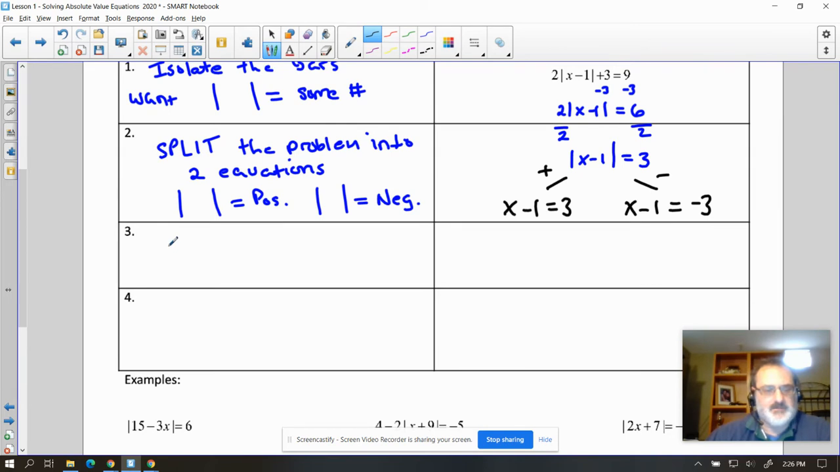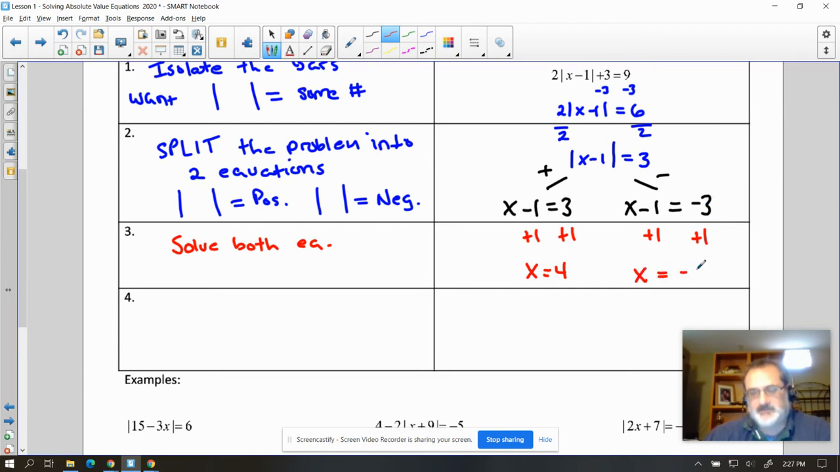Now we solve. So the next step is to solve both equations. This is pretty easy. I just add 1 to both sides and x equals 4. Here I add 1 to both sides, but I'm going to get a different number because I had negative 3 over here instead of 3. So negative 3 plus 1 is negative 2. So I have two solutions. Both of them fit this absolute value equation.